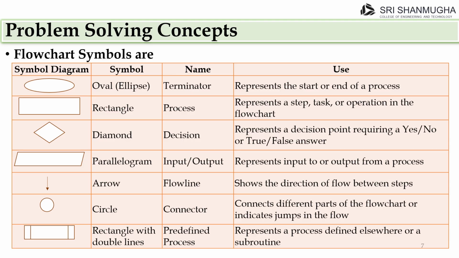When you are starting your program, you use this ellipse. When you are terminating your program, you also use it. So start and end are represented by this oval ellipse. Next is the rectangle. The rectangle means process.